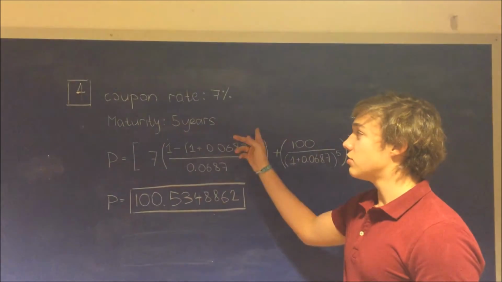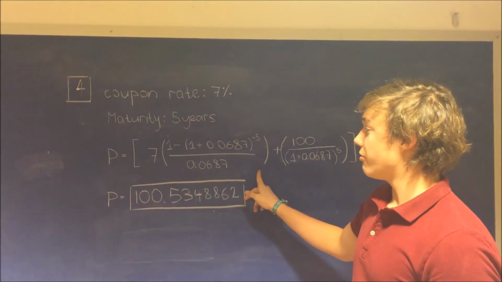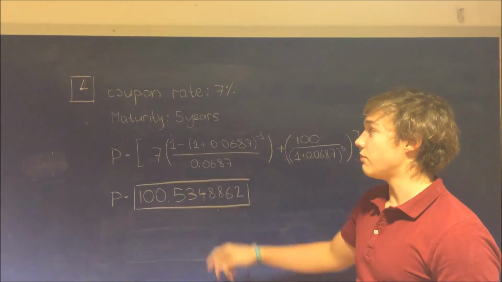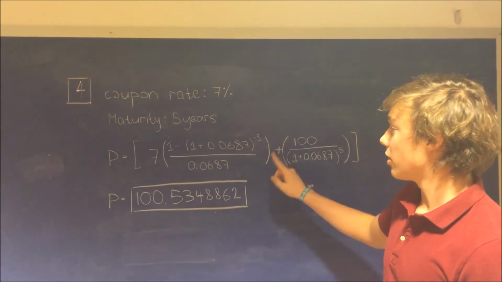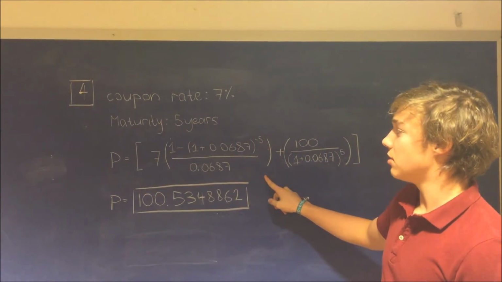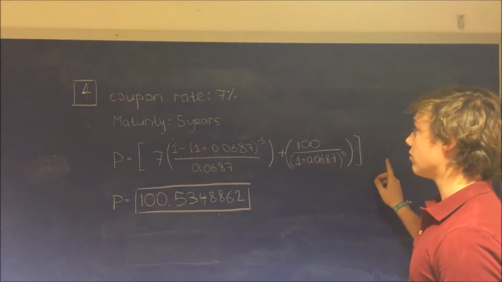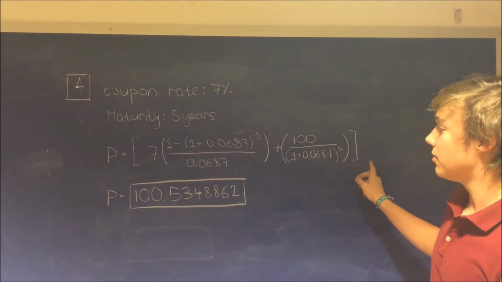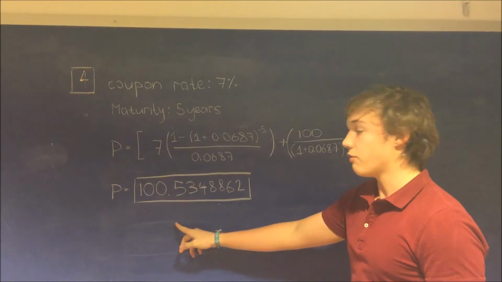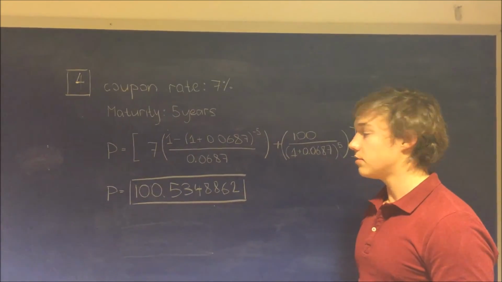Okay, so in question 4, we take the previously calculated interest rate from question 3. We plug it into the price formula here. That gives us the new price for the coupon bond, and this gives us the result of 100.53.